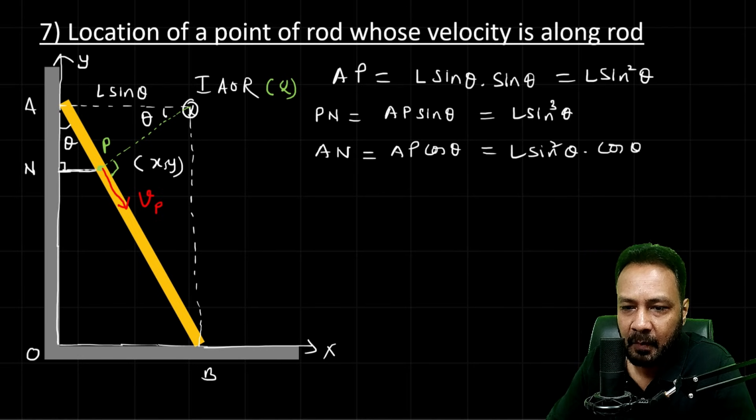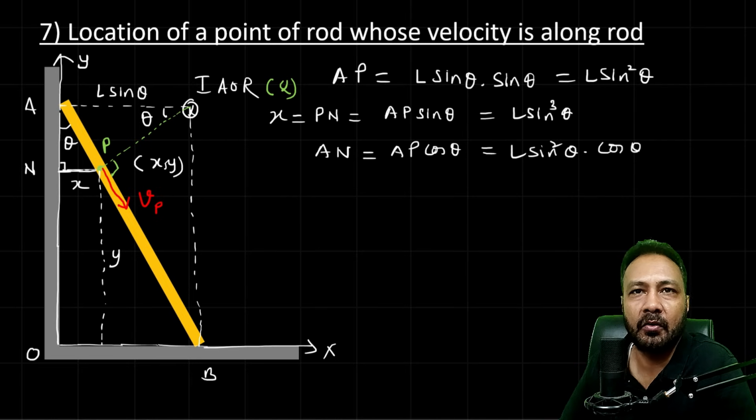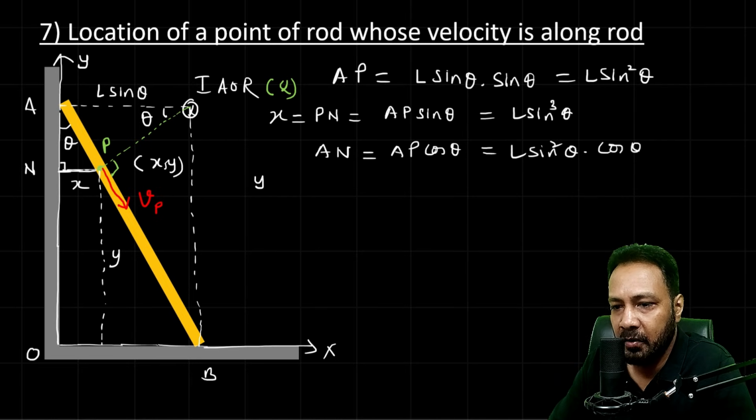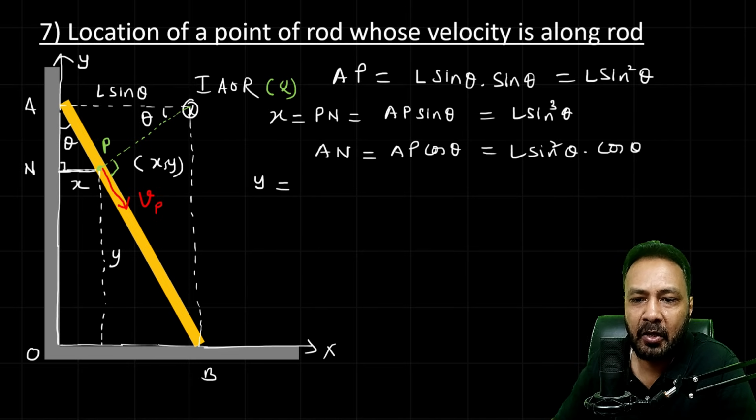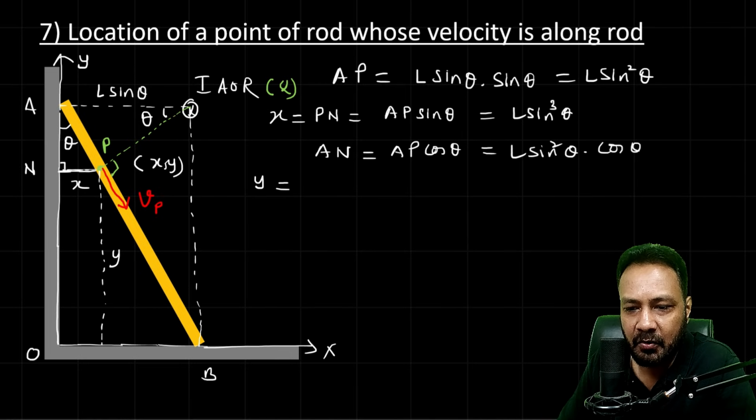And this is O. And if the coordinates are x, y, so Pn is equal to basically x, and this is y. So x coordinate we got. Y coordinate would be this whole AO. AO is not L. AO is L cos theta.